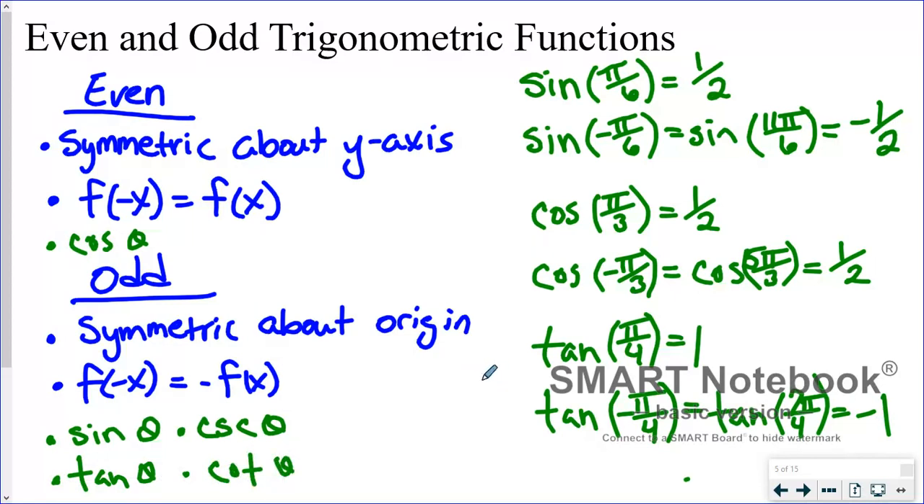So that covers all 6 of our trigonometric functions. Oh, and cosine's buddy secant, of course. So cosine and secant are even functions. Sine, tangent, cosecant, cotangent are all odd functions. Good times.